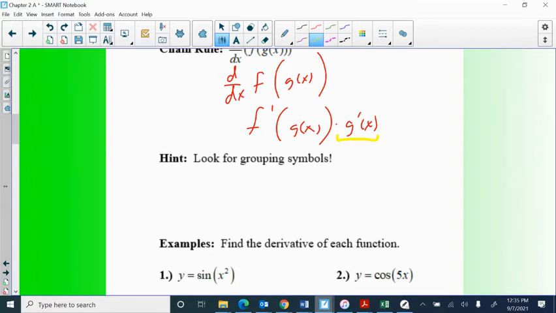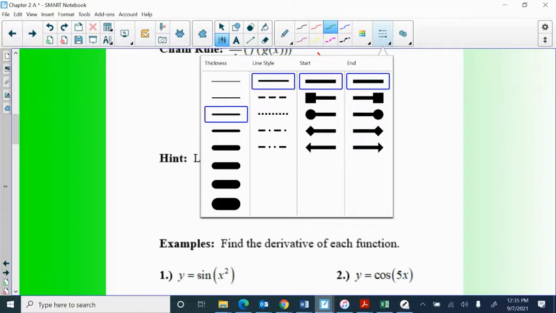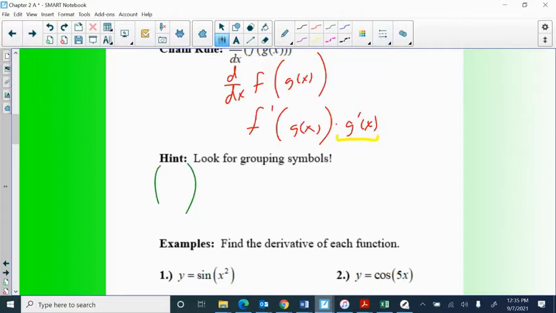So look for grouping symbols. Parentheses are an obvious grouping symbol. Look for square roots, because you group things that are within the square root, right? Look for trig, since we know the derivatives of trig, right? Derivative of sine is cosine, derivative of cosine is negative sine, tangent is secant squared, and cotangent is negative cosecant squared. So look for those. Eventually we're going to get exponential functions, logarithmic functions, those transcendental functions, bless you, inverse trig functions, but we don't know them yet. So they're coming, but look for grouping symbols.